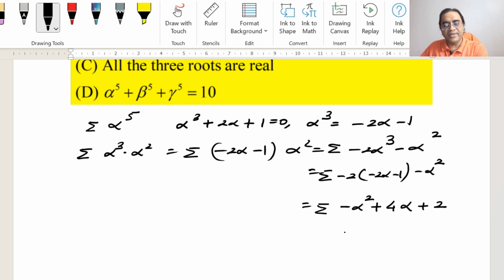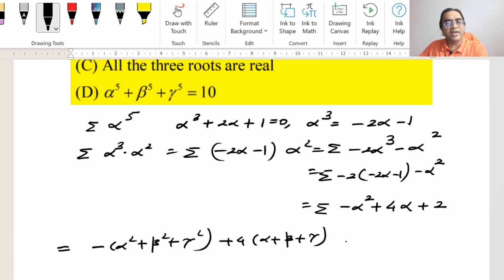Now let's open this sigma. So we have minus alpha square plus beta square plus gamma square, and 4 times alpha plus beta plus gamma. 2 will come 3 times, 2 plus 2 plus 2. So 6.